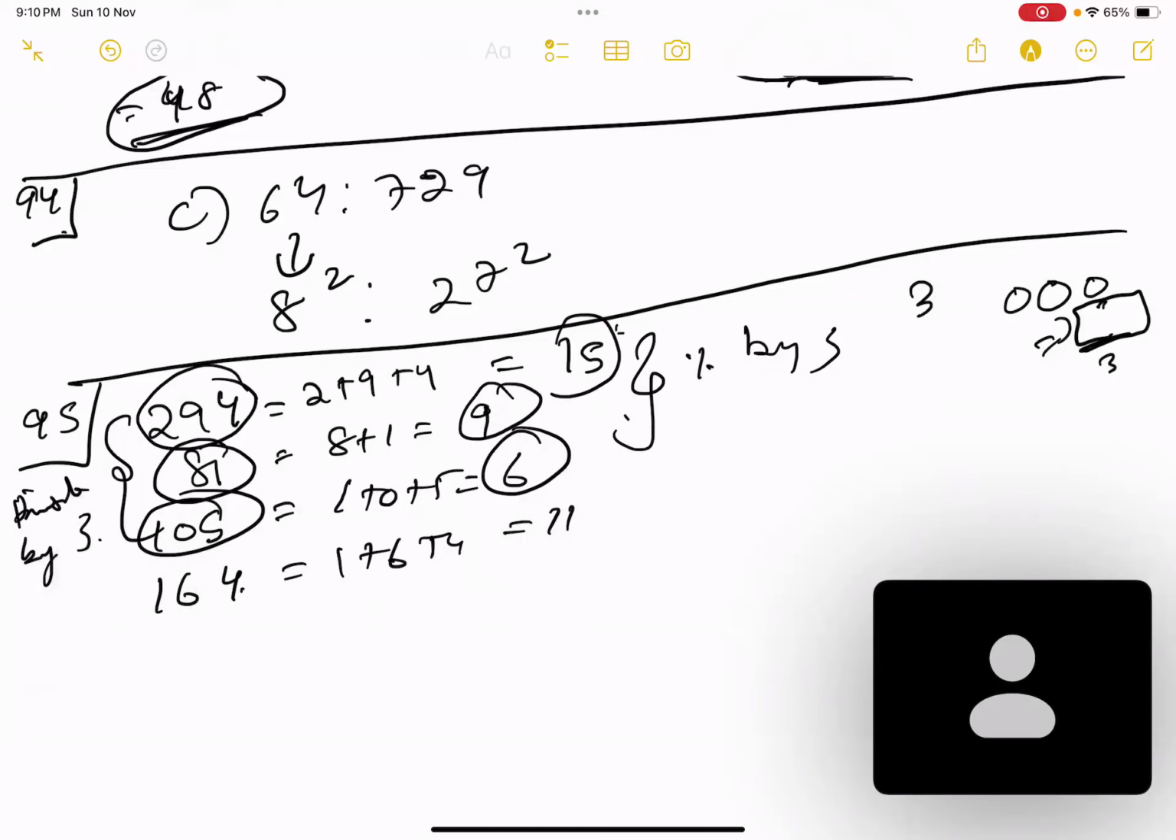If we add the digits and if we see that it is divisible by 3, that means that even the number itself is divisible by 3. But we see that this is not divisible by 3. So the answer is D, okay, because it is not divisible by 3.